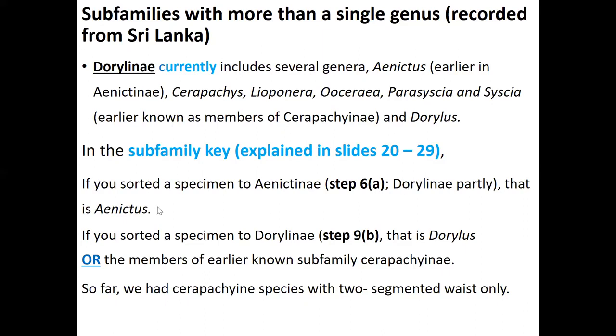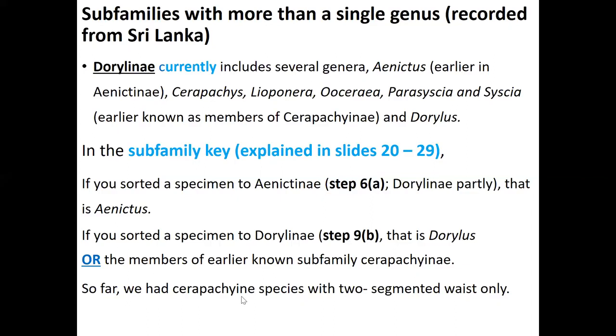So the genus is Anictus. As this is the subfamily key, I don't mention that, but you can keep that in mind. If you sorted a specimen using that subfamily key and you end up with Dorylinae step 9b, that is Dorylus, or the members of the earlier known subfamily Serpentinae. Both can be true.